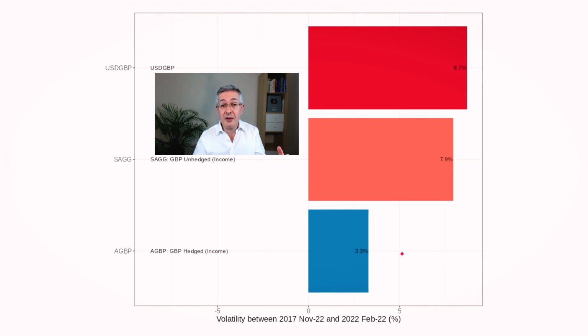And that's driven by the bonds themselves. So you can immediately see why people choose to hedge bond funds. The volatility from the currency movements is much bigger than it is from the individual bond movements. So the risk can be swamped by currency. And that's why some people choose to hedge away that risk.